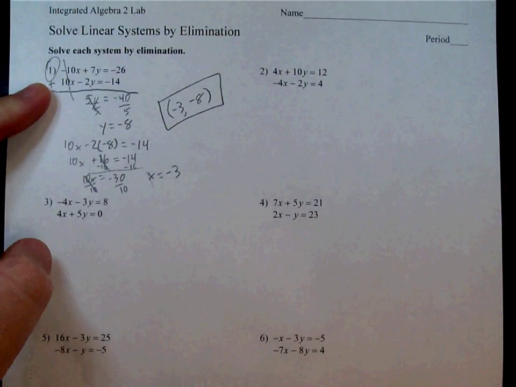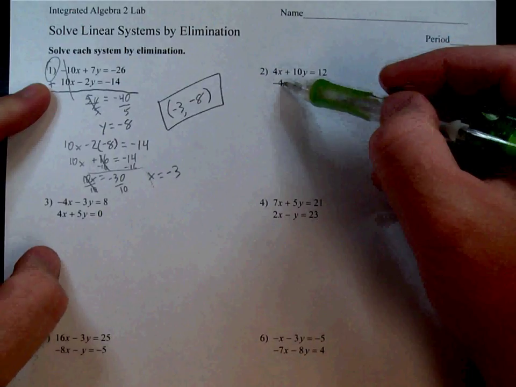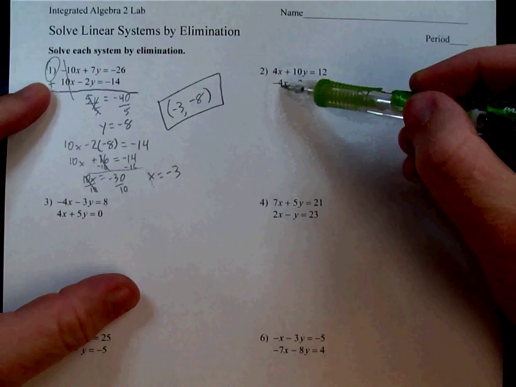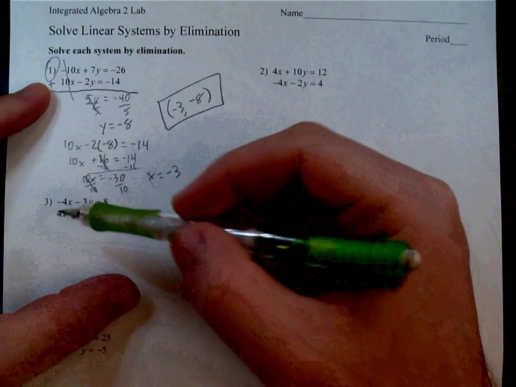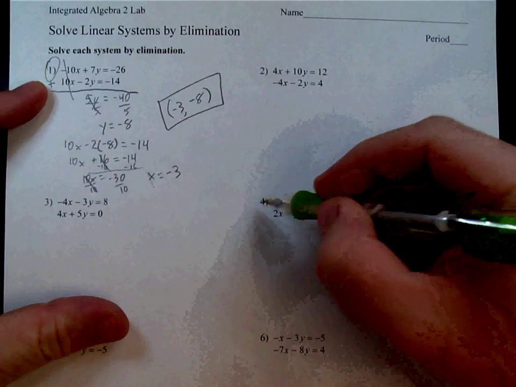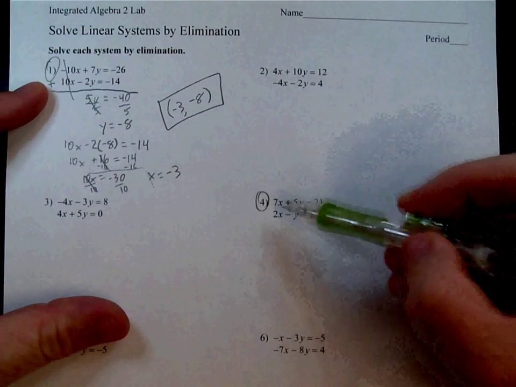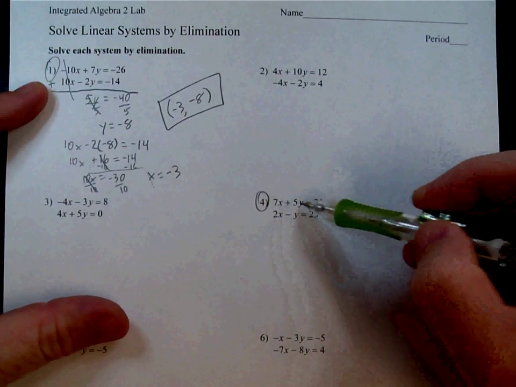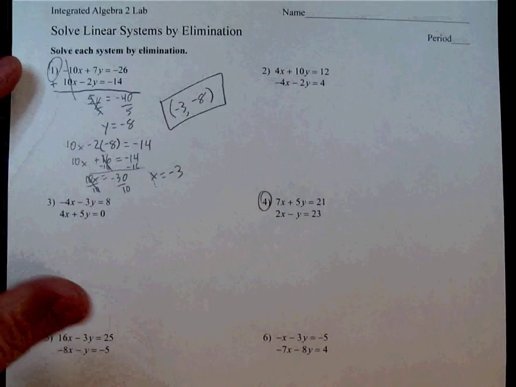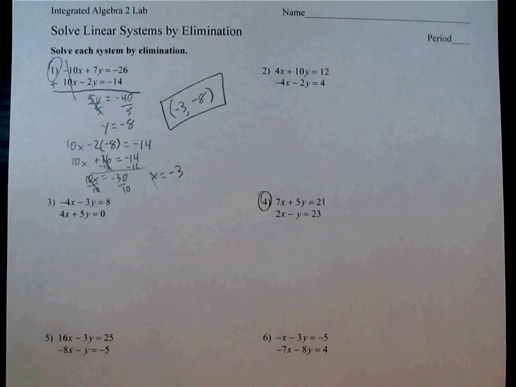Number 2 and 3 are similar. Because in number 2 you have a 4x and a -4x. They're opposites, they'll cancel. Number 3 you have a -4x, 4x, they're going to cancel. When we look at number 4, the x's don't cancel because we have 7 and a 2. The y's don't cancel because there's a 5 and a -1. None of those are opposites. So we have to introduce a multiplier.